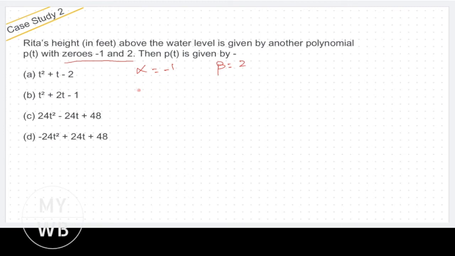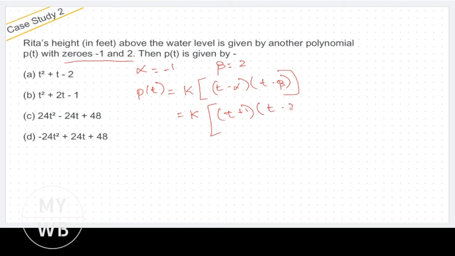So we know that the polynomial can be expressed as a constant into t minus alpha, t minus beta. Substituting the values of alpha and beta, t plus 1, t minus 2. Simplifying, we get t square plus t minus 2t minus 2. So we have k into t square minus t minus 2.